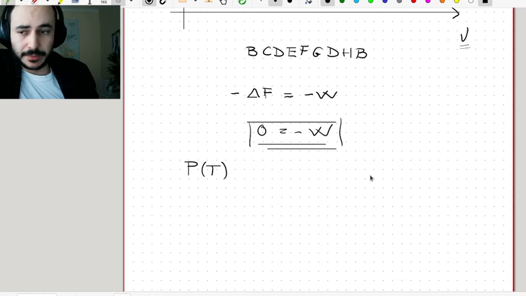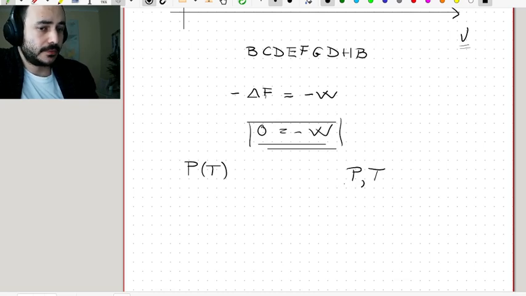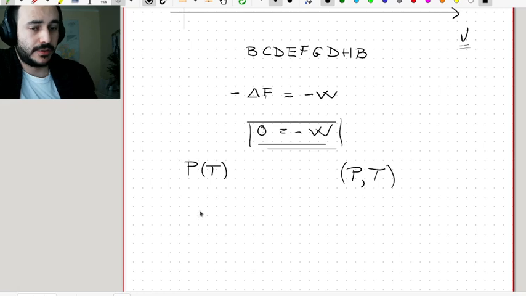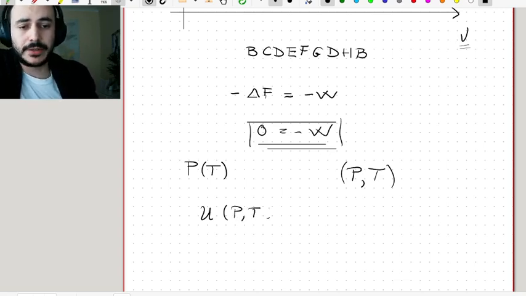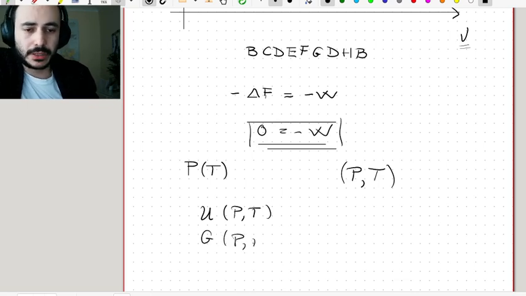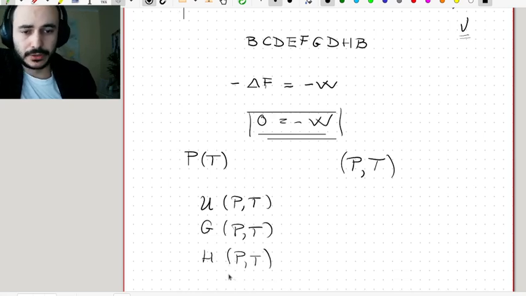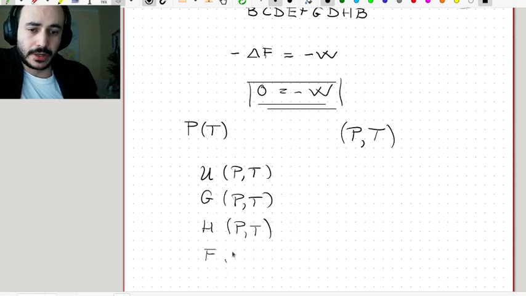But at the same time, I can choose, if I like to, the pressure and the temperature as my independent variables to describe everything. For instance, I could say, okay, fine, everything is now a function of pressure and temperature because I have a single component expansive system and I have 2 thermodynamic degrees of freedom. So internal energy is a function of PT, and also G, the Gibbs potential, is PT, and also H is PT, and also the free energy is a function of P and T.